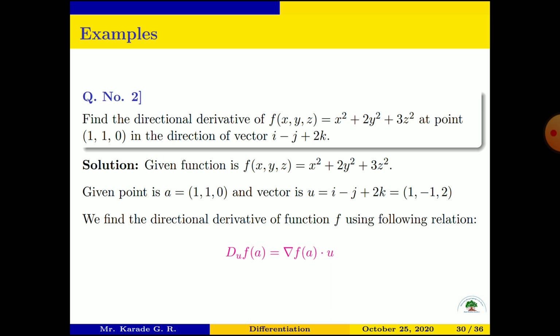Let us take example number 2. Find the directional derivative of f of x comma y comma z equal to x square plus 2y square plus 3z square at point 1 comma 1 comma 0 in the direction of vector i minus j plus 2k. Now we solve this problem. The given function is f of x comma y comma z is equal to x square plus 2y square plus 3z square.